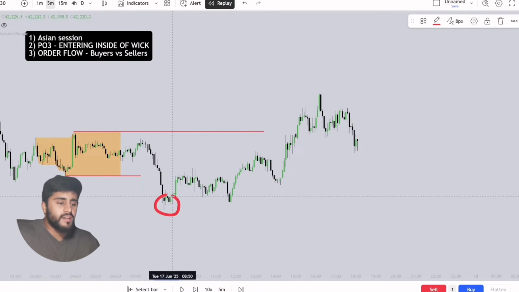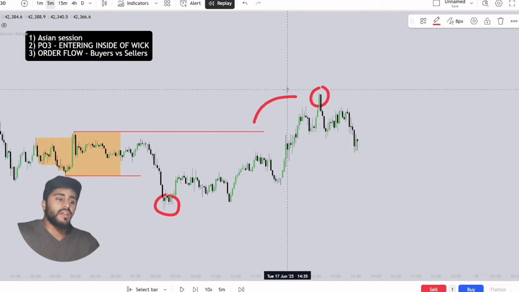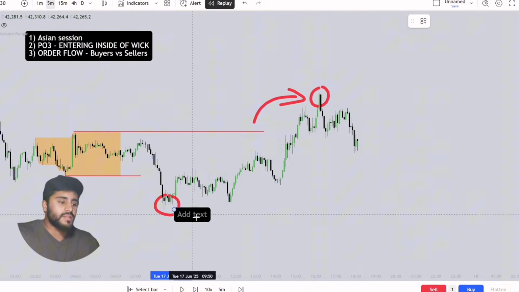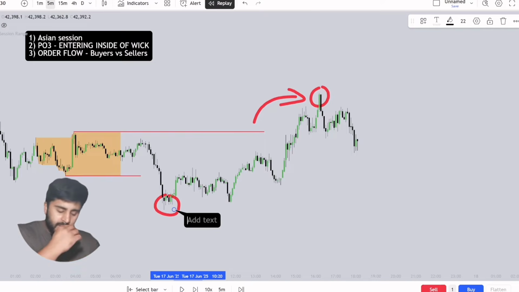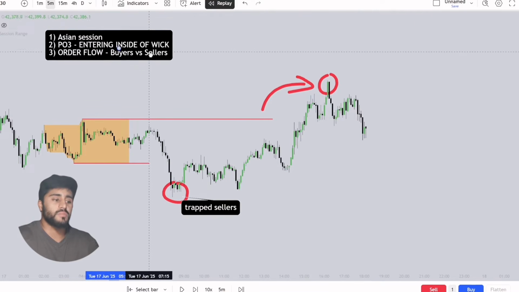Specifically, we've taken out the Asian low and then we took out the Asian high. When you take out the Asian range low first, and then overextend and take out the Asian high, I want you to think as a trader: what does this represent? What does this actually mean? The way I define this is a two-phase manipulation. This is what we call trapped sellers. Sellers here have been trapped. We call it a two-phase manipulation.